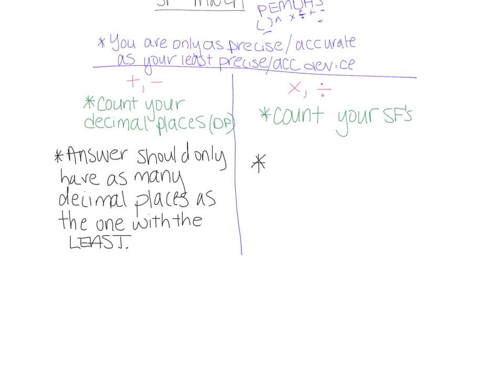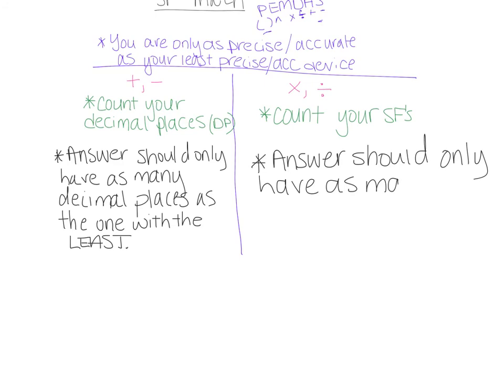On multiplication and division, your answer should only have, so it's going to sound exactly the same, as many significant figures, okay? So that's the difference there, and that's where everybody gets it confused. Significant figures as the one with the least.